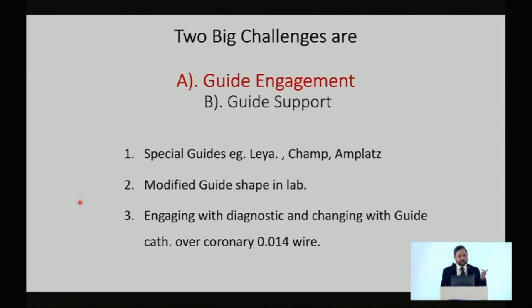In guide engagement, there are special guides which point superiorly and anteriorly, like Leya, CHAM, but they are not usually available in most of the cath labs. You can actually modify your Judkins and implants to point forwards, and we will discuss that. Sometimes in a very difficult situation, you can engage it with a diagnostic catheter, pass a 0.014 normal coronary guide wire, and then exchange your diagnostic with your guiding catheter.